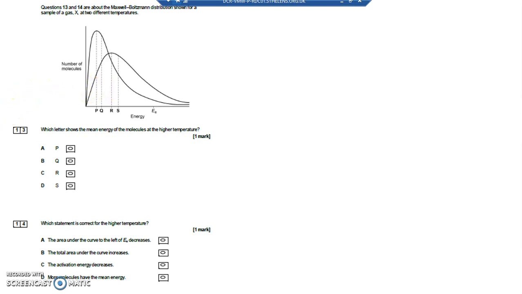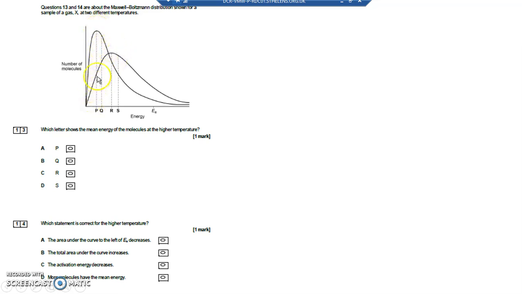a higher energy. Both curves should go through zero, through the origin, and they do, and neither curve should touch the y-axis, because there are always some particles, even though there's only a few, that have a high energy. This higher energy curve, so the peak is lower, but the peak should be further to the right than the lower energy curve.